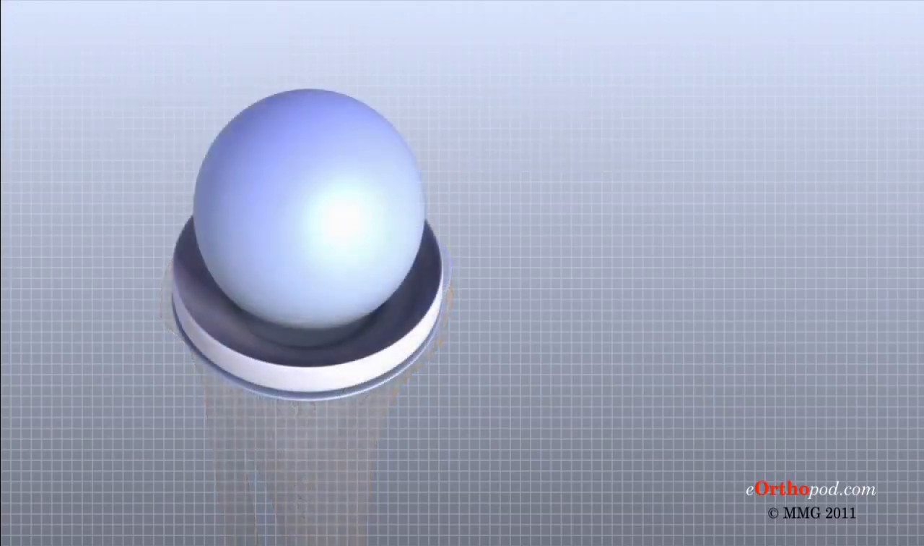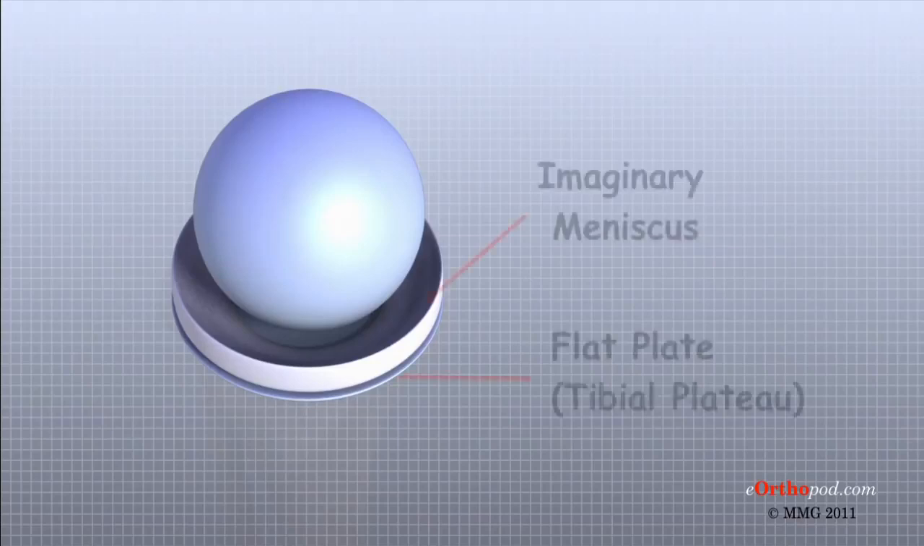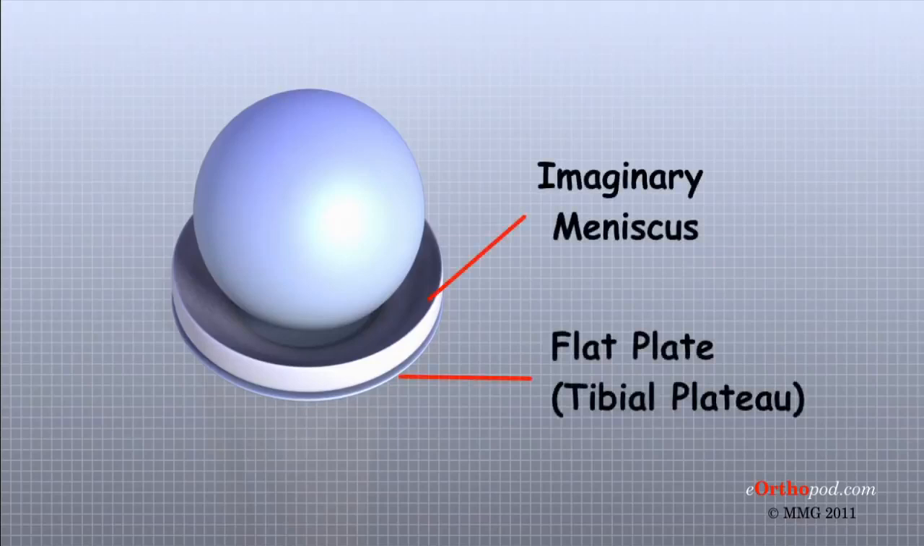Imagine the knee as a ball resting on a flat plate. The ball is the condyles of the femur, and the plate is the tibial plateau. The menisci actually wrap around the round condyles to fill the space between it and the flat tibial plateau. The menisci act like a gasket, helping to distribute the weight from the femur to the tibia.